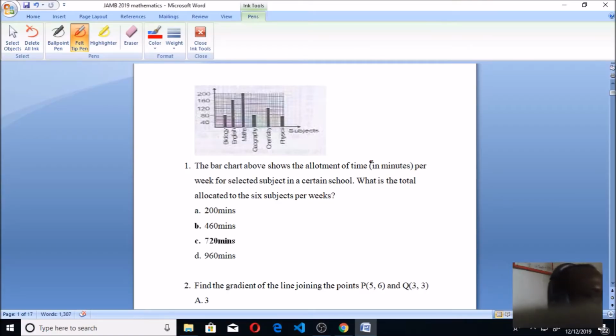Hello and welcome. We are continuing our preparation for the JAMB 2020. Today we are looking at the past questions from mathematics.